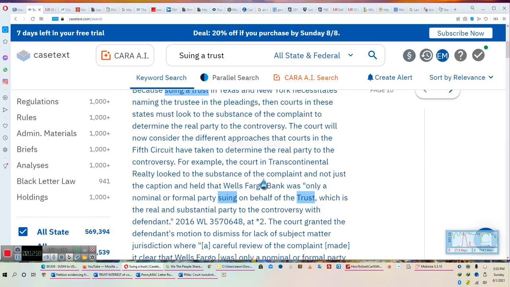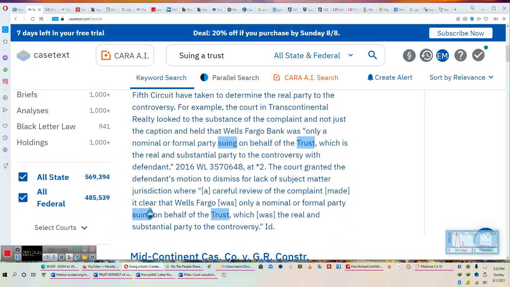For example, the court in Transcontinental Realty looked to the substance of the complaint and not just the caption, and held that Wells Fargo Bank was only a nominal or formal party suing on behalf of the trust, which is the real and substantial party to the controversy with the defendant. The court granted the defendant's motion to dismiss for lack of subject matter jurisdiction, where a careful review of the complaint made it clear that Wells Fargo was only a nominal or formal party suing on behalf of the trust, which was the real substantial party to the controversy.